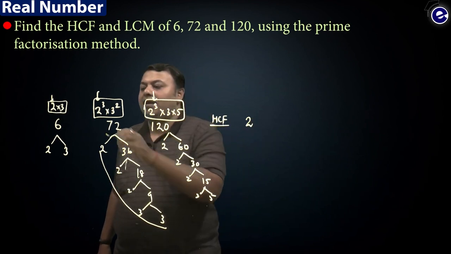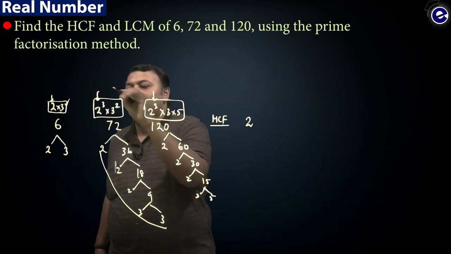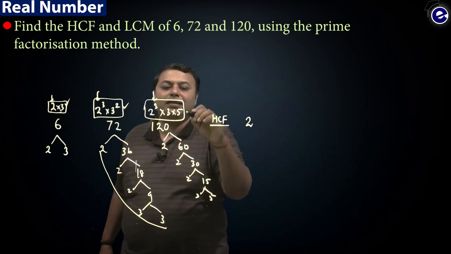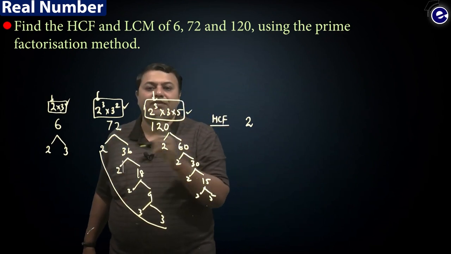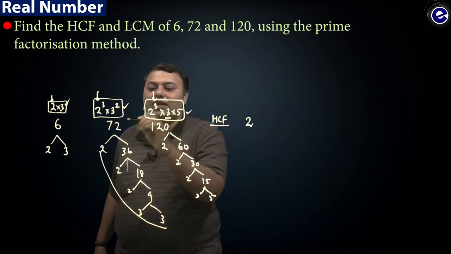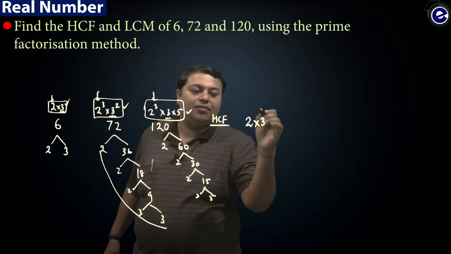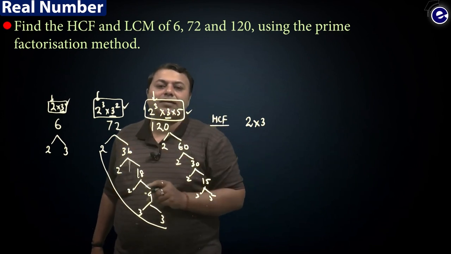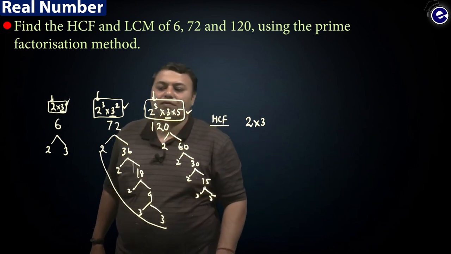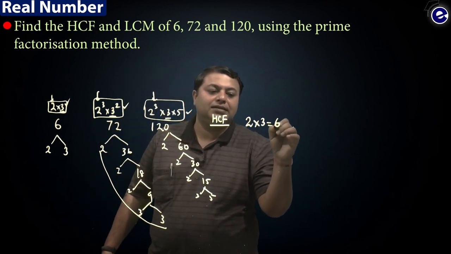Then which other factor is common to all 3? Is 3 available here? Yes. Here? Yes. Here? Yes. So you have to take the lowest power of 3 from all 3. The powers are 1, 2 and 1, so you will take power 1. 5 is available here but not in the others. So obviously the highest common factor will be 2 times 3, that is 6.